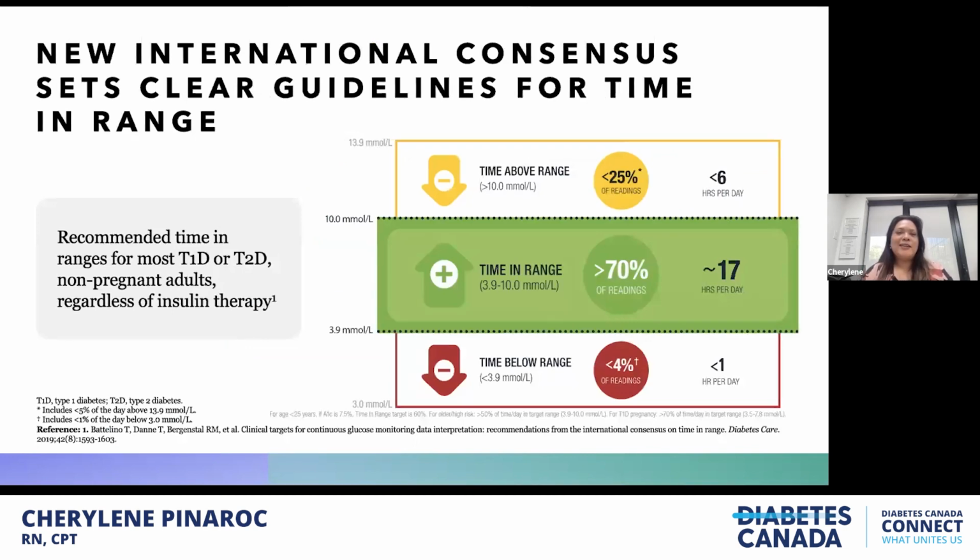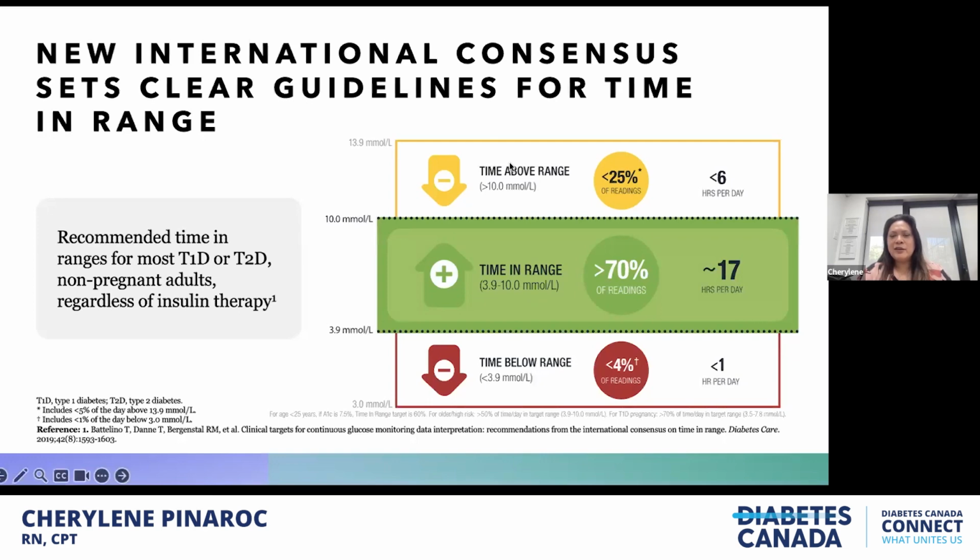Like I said, we had an international consensus that sets clear guidelines for time in range. They looked at different studies and different values, and they recommended that for most type 1 and type 2 diabetes and non-pregnant adults, regardless of their insulin therapy, time in range should be at least 70% of their readings, which correlates to about 17 hours per day. And when we speak about time in range, we look anywhere from 3.9 to 10 millimoles per liter.